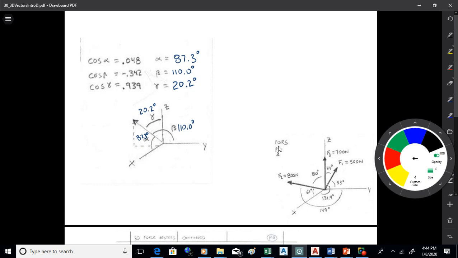So the key relationship there is that relationship between the unit vector and the angles. That's the key relationship. If you have the unit vector, you can get to the angles. If you have the angles, you can get to the unit vector, because the unit vector is the cosine of the angles with the x, y, and z axes.